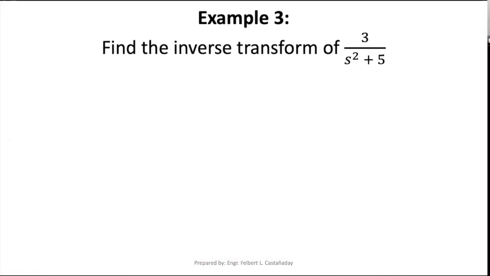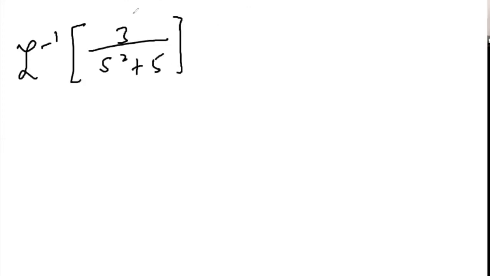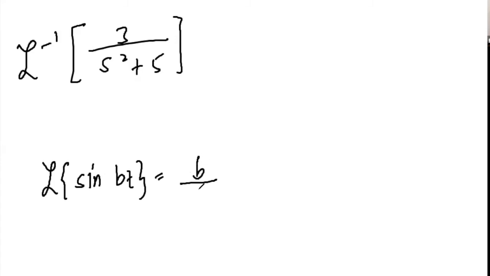Now, for example number 3, find the inverse transform of 3 over s squared plus 5. Okay, so what do you think? So again, we are not going to utilize partial fractions yet. Notice or observe the given f of s. The numerator is constant and we have s squared plus 5. So the possibility of sine as the f of t. So what's the Laplace? Recall, Laplace of sine of b times t. So remember, the Laplace of this one is b over s squared plus b squared.